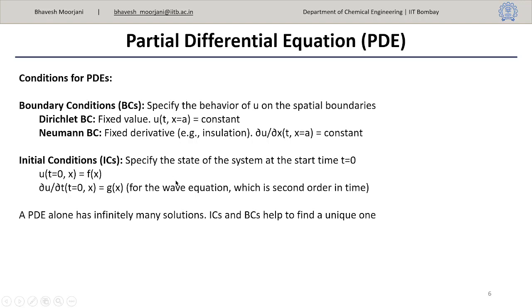Now here also there is a further differentiation in the boundary condition. If your boundary condition only involves your function value, right? So if your boundary condition is written in terms of the fixed value of your function, it becomes a direct boundary condition.